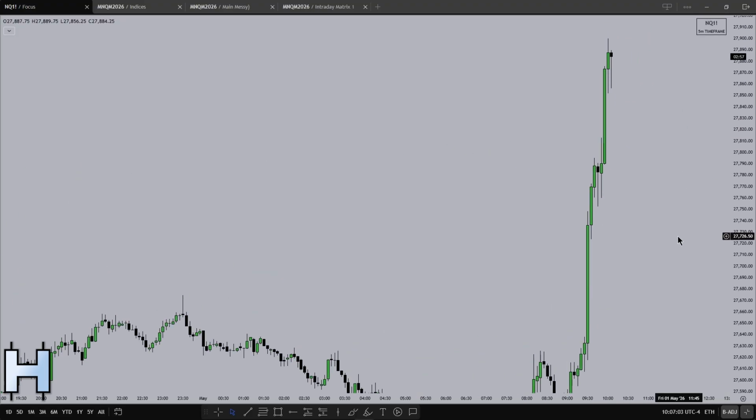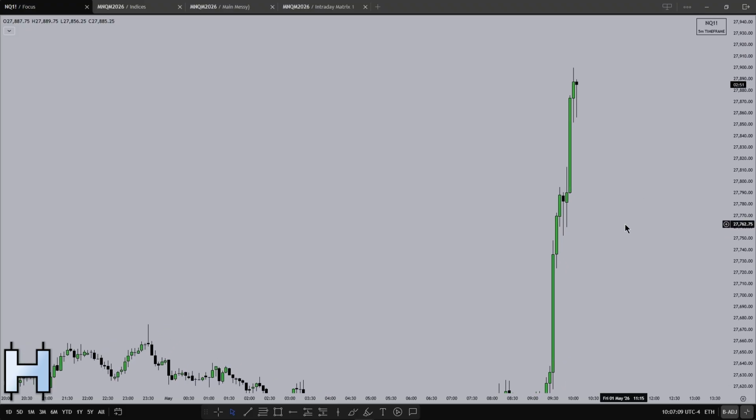So we disregard looking for 50% of range. Any continuation setup would be considered an A plus. I don't know.